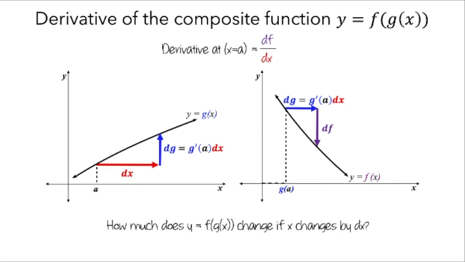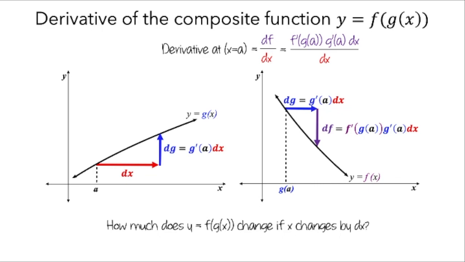Since we have zoomed in, the slope of f appears essentially constant. So any small change in y is f prime of g of a times as large as the corresponding change in the input, times dg. Now, since dg is equal to g prime of a times dx, we can replace it. And we can write df as f prime of g of a times g prime of a times dx.